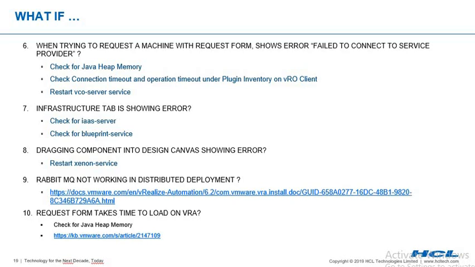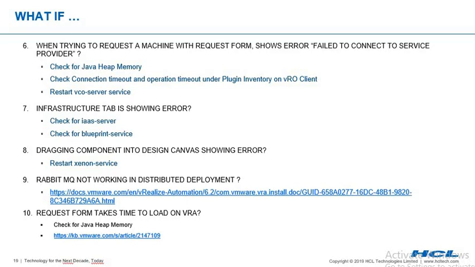So if there is a problem that our request form is showing an error like failed to connect to service provider, then we can increase the Java heap memory. We can also increase the connection timeout and operation timeout under the plugin inventory tab of the VRO client. And also, after doing any of these steps, we have to restart the VCO server service so as to make things play in an optimum manner.